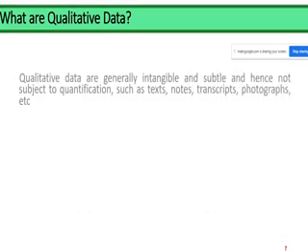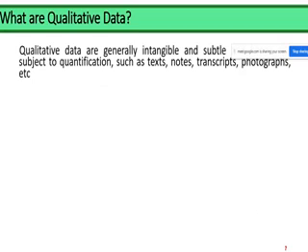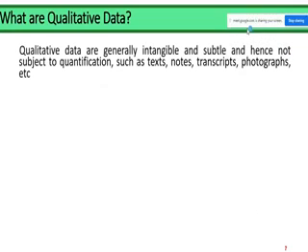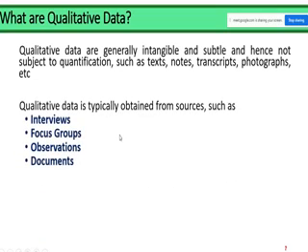Okay, anyway, coming back to this, let us look at what qualitative data is. When we speak about qualitative data, first, it is not in the form of quantities. Hence we have data in the form of text, notes, transcripts, photographs, video, etc. These are the forms of qualitative data.